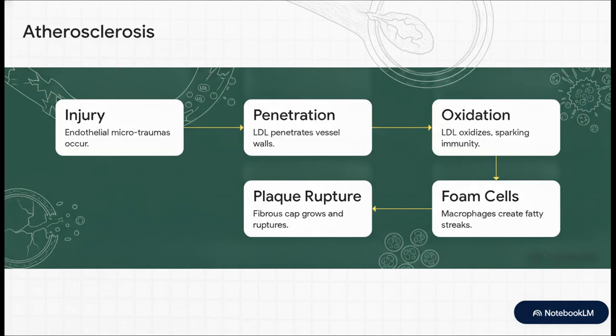But this creates foam cells, which then form fatty streaks. Eventually, your body builds a fibrous cap over it to try and protect the damaged area. The ultimate danger, the real catastrophic event, happens if that plaque continues to grow under stress and eventually ruptures, because that releases molecules right into the bloodstream that can form a highly dangerous clot.